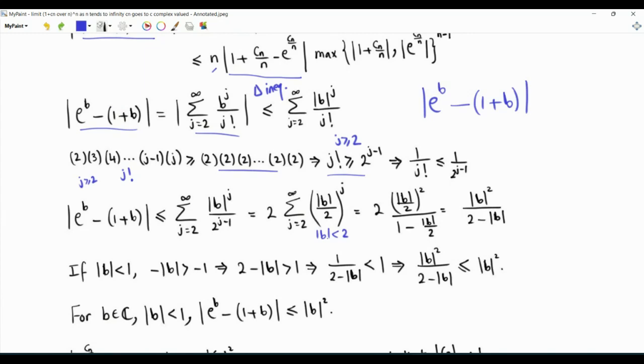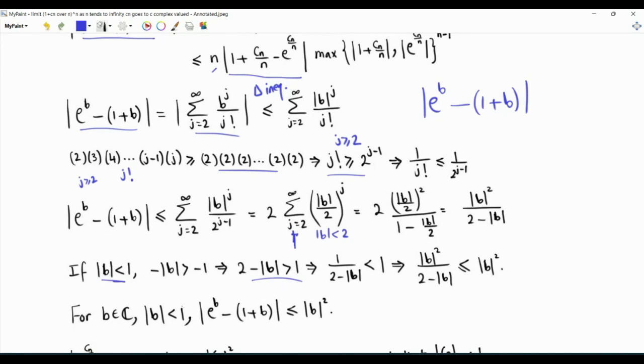We insist that the magnitude of b is less than 1 rather than being less than 2. What if it's less than 1? Then minus the magnitude of b is greater than minus 1. Add 2 to both sides, then 2 minus the magnitude of b is greater than 1. Taking the reciprocal of both sides, 1 over 2 minus the magnitude of b is less than 1. And so the magnitude of b squared over 2 minus the magnitude of b is less than or equal to the magnitude of b squared. And this is true if the magnitude of b is less than 1. And this condition will also ensure that this geometric series is convergent.